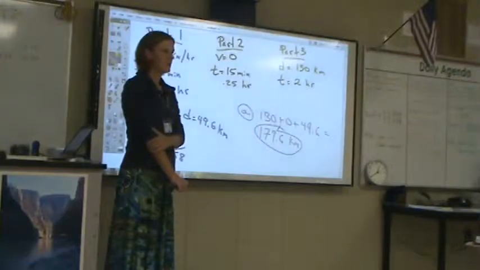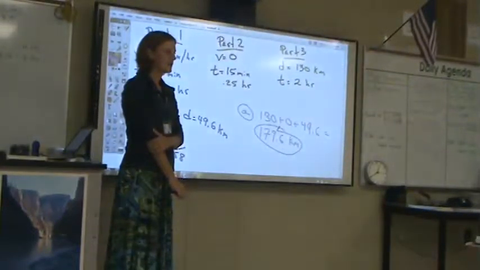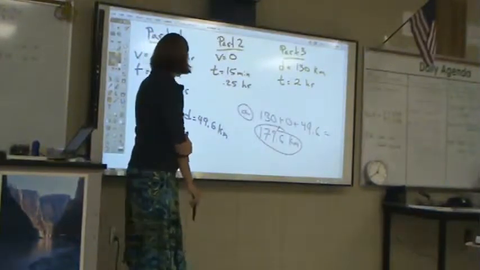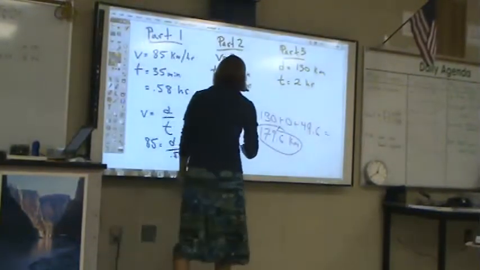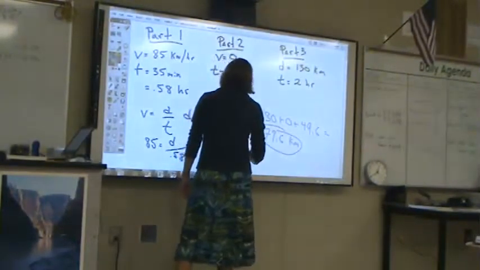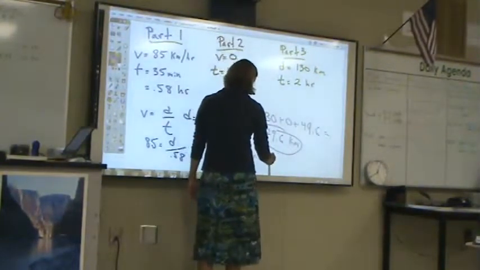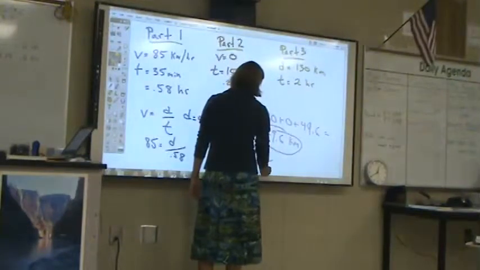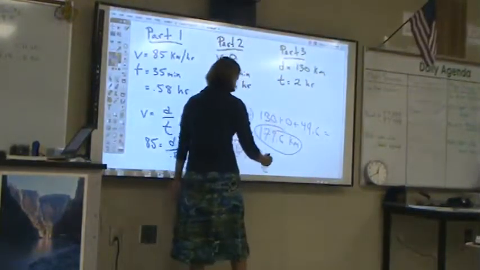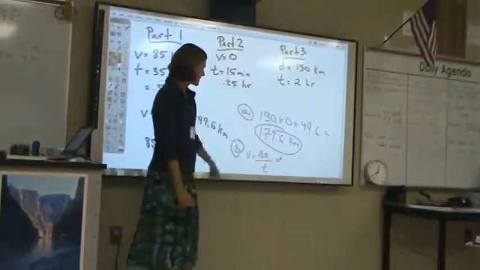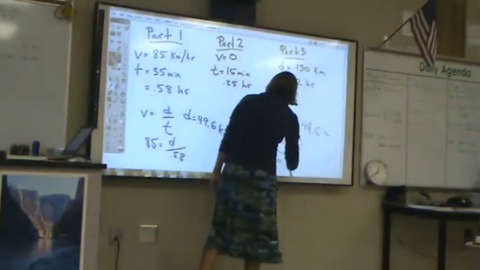What was question B? The average velocity. Okay, average velocity. Well, we've already sort of used that formula. That will be our displacement over time, which is the same thing as distance. So we already know our displacement, just found out in part A, 179.6.